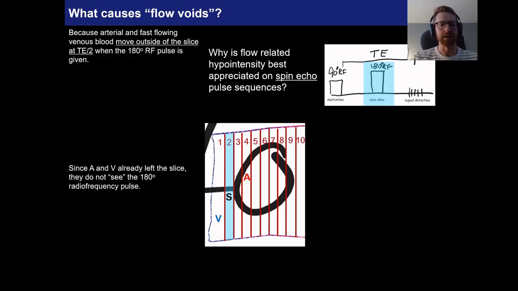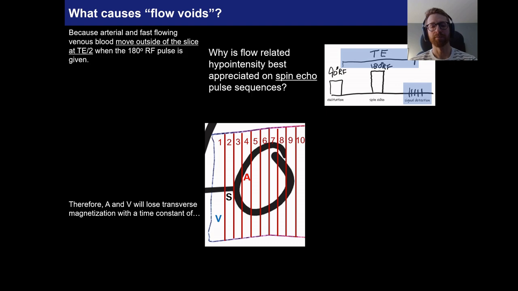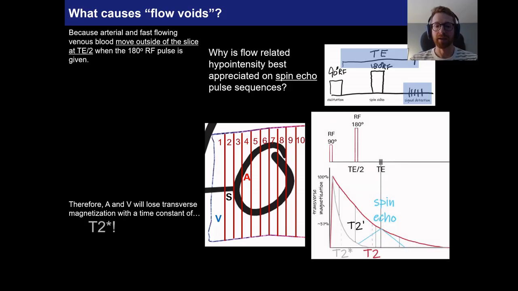So the artery and the vein, though, they've already left the slice, so they don't see the 180 degree radio frequency pulse. Therefore, what is the time constant which is going to describe how quickly their transverse magnetization is lost? How the spins are dephasing. So that's going to be T2 star, right? T2 star describes spins that have not seen the 180 degree radio frequency pulse, right?